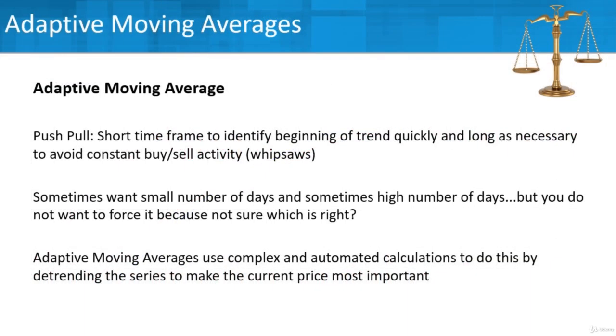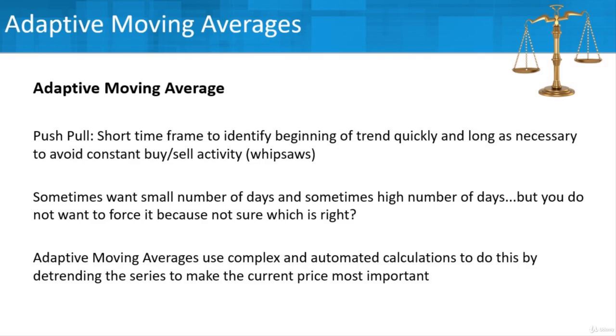Another one is an adaptive moving average, which is kind of a push and pull aspect where it's looking at a short time frame to identify the beginning of trends quickly, and as long as necessary, you want to construct it to avoid constant buy and sell activity or whipsaws. That's where these adaptive moving averages came in, because with any of the other ones we talk about, you can still have those frequently trading whipsaws. So sometimes you might want to adapt it to a smaller number of days, and then sometimes to a higher number of days, but you can play around with it. But you don't want to force it because you're not sure which is the right number of days.